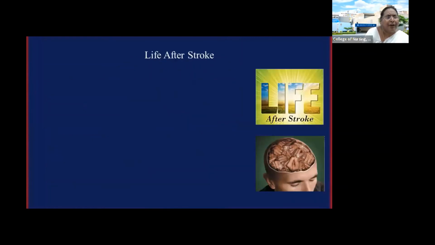So what is life after stroke? Many people say, we all know stroke. We've been hearing about it from the beginning till the last session. Stroke causes a lot of disability. It's true, but it affects everybody differently. And there is a life after stroke. It is not that there is an end.